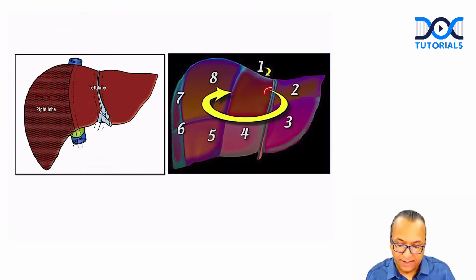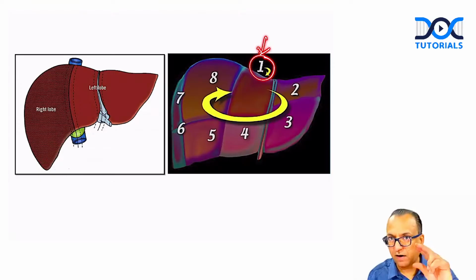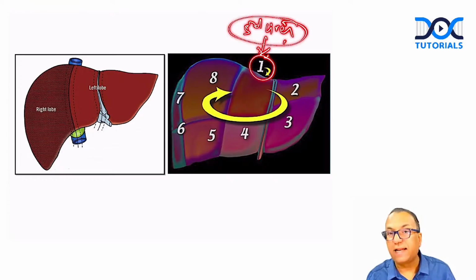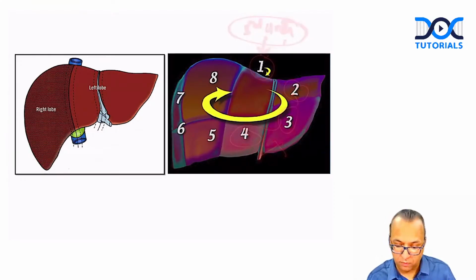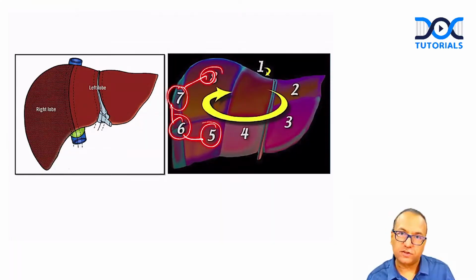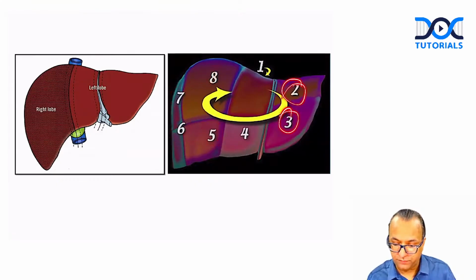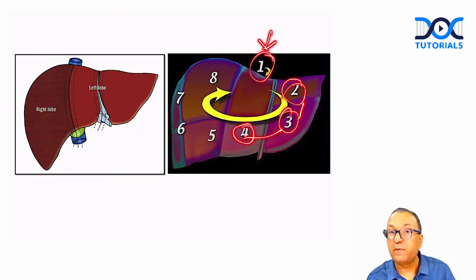Now, counting is clockwise. The caudate lobe is number 1, very small, hidden behind 4, and it is the third lobe. If it is the third lobe, then which is the left lobe? The left lobe is 2, 3, 4, and that is what you will remove in this case. Don't remove the caudate. Then what is 5, 6, 7, 8? 5, 6, 7, 8 is the right hemiliver. 2, 3, 4 is the left hemiliver. And 1 is the caudate lobe, which is behind 4, the third lobe, the caudate lobe.